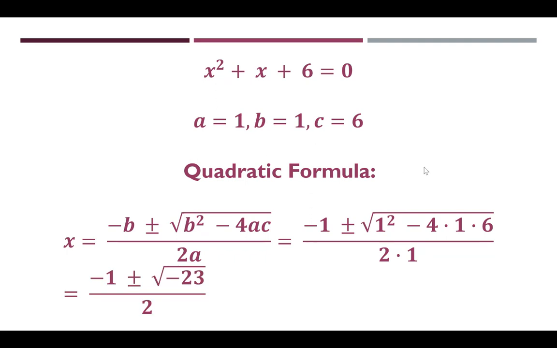Simplifying the radicand, the number under the radical sign, we get negative 23. This is problematic. In the real number system, the square root of negative 23 does not exist. So I know that this is not going to have a real solution at all. So that was a lot of work to say there is no solution that will meet this demand.